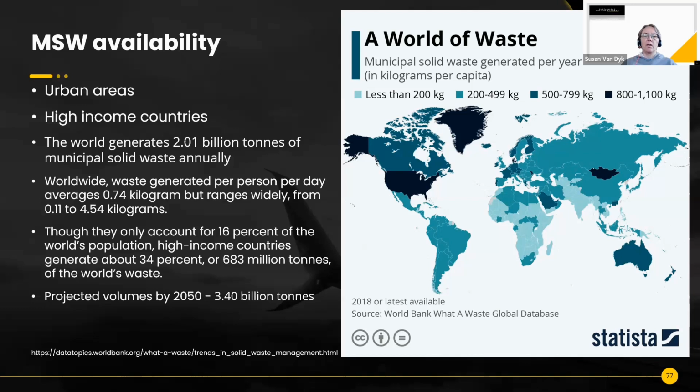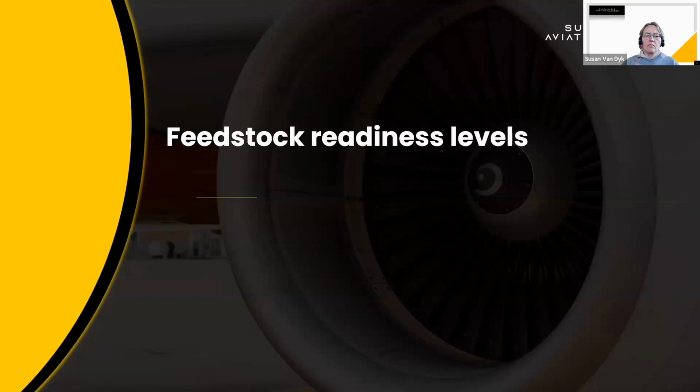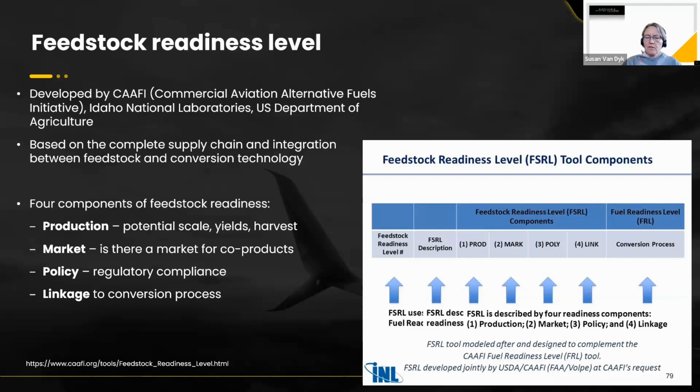Municipal solid waste, it is estimated by 2040, and this is from the World Bank, that there would be about 3.4 billion tons of municipal solid waste available, which can be used to produce SAF. This depends on different countries, of course, with the US having very, very high waste generation, high income countries, and so on. The problem is we've got all this, but do we have the technology that can solve the challenges with this feedstock?